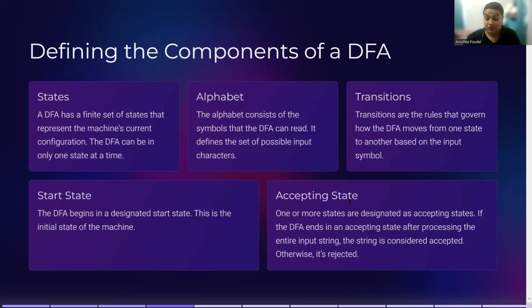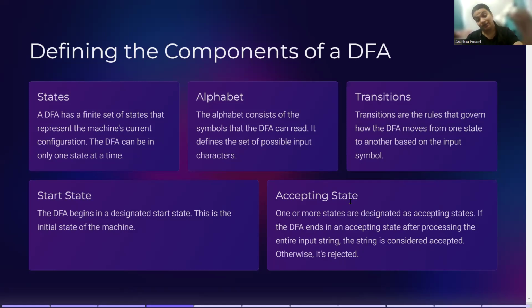Start state. Always remember, you will have three kinds of states: the start state, the intermediate states, and then the final state. Start state: the DFA begins in a designated start state, which is the initial state of the machine. Accepting state: one or more states are designated as accepting states. If the DFA ends in an accepting state after processing the entire input string, the string is considered accepted, otherwise it's rejected.